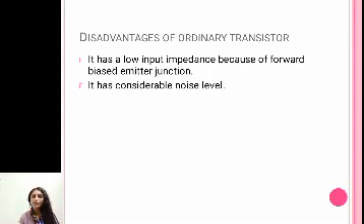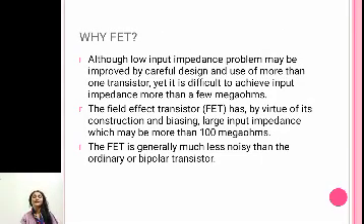Now this low input impedance is because we have the emitter base junction forward biased. We know that when it is forward biased, naturally the resistance will be low. So that is how it has low input impedance. And the second disadvantage with the ordinary transistor is it has a considerable noise level, and that is how we shift to another transistor, that is the field effect transistor.